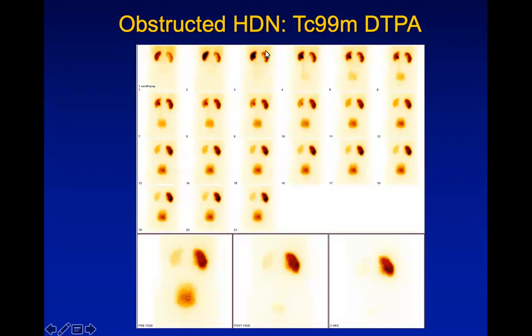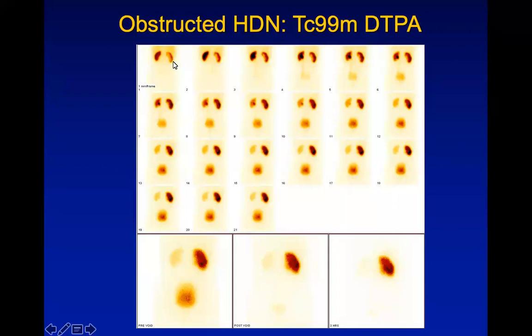Obstructive hydronephrosis. Now here, the left kidney is absolutely normal. Remember, left is left, right is right. So left kidney, good cortical function, thick cortex, starts to clear out by the third minute. Fourth minute, you can see the bladder. And then by about 8 or 9 minutes, the kidney is cleared out. Nothing left. Right kidney, now this is a classical hydronephrotic kidney.